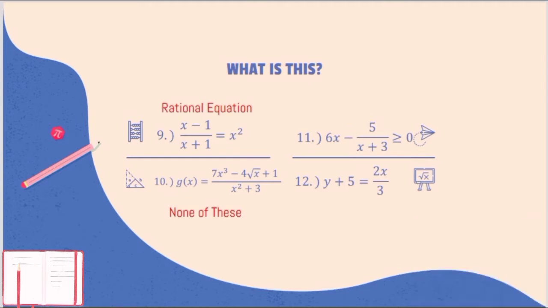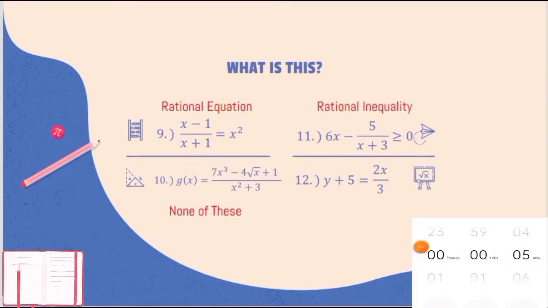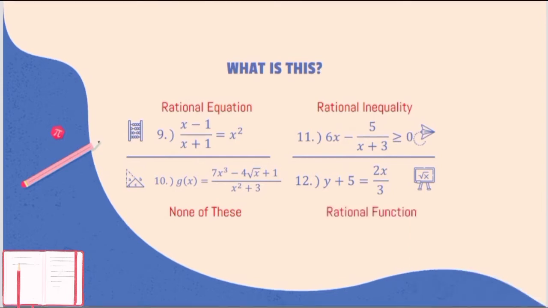Number 11 is a rational inequality. How about number 12? Number 12 is a rational function. There is a presence of two variables here where y is f of x.